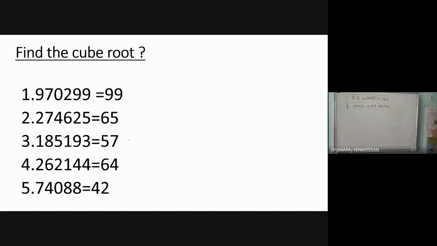Okay, I'll solve this sum. First, they have given all the numbers in decimal numbers. After seeing this, if the question is in whole numbers, it would be clear. Wait, I'll check. Okay, now the screen is clear.